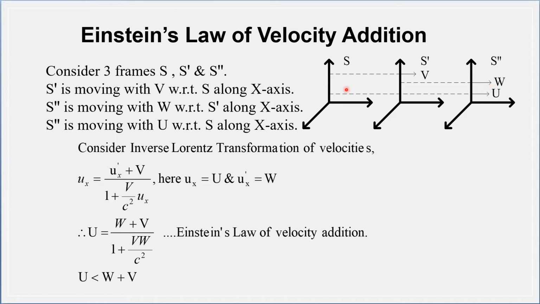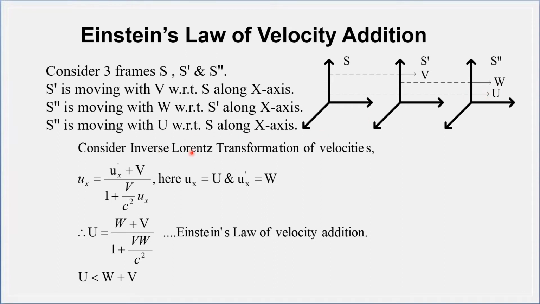Okay. So here there are three frames. Earlier we had considered that whatever body is there in the second frame is at rest. Now the body in the second frame is not at rest, but it is moving with respect to the second frame with the velocity w, and with respect to the first frame the velocity u. In fact, you have to find the relation between u, v and w. That's what we want to find.